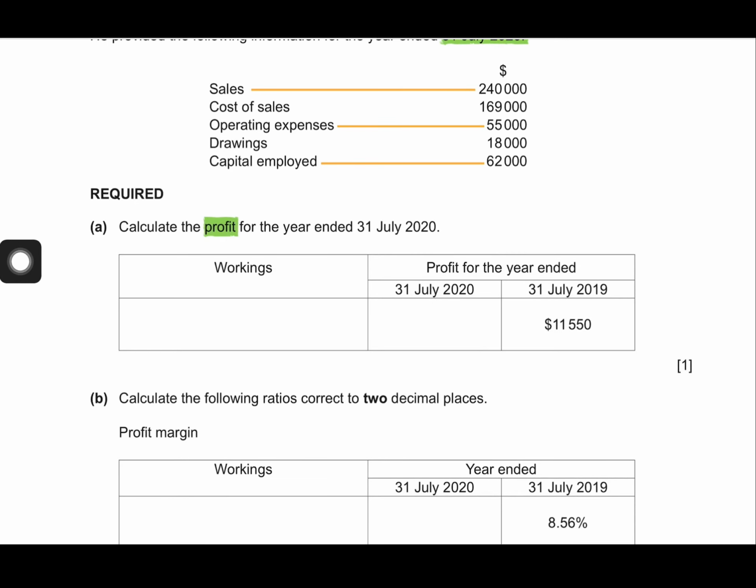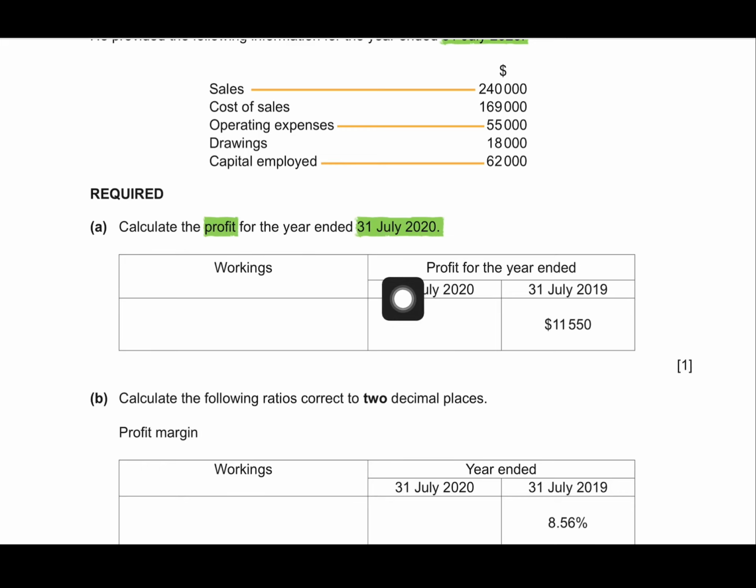Calculate the profit for the year ended 31st of July 2020. As you can see that we have a space for working, so you will show your workings, or if you want to write the formula you can show that over here, and then the final answer will be written in this column in this space, and you have the profit for last year. Right now, why is this figure given to you? This is because you will be asked to interpret the results, right? What was it last year, how has it improved, or whether it has declined or deteriorated in the current year, right?